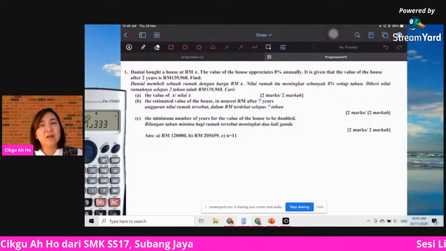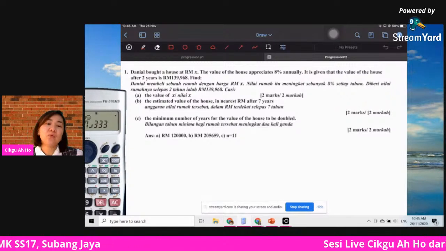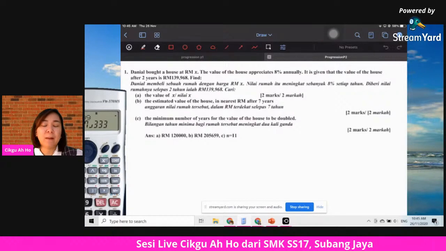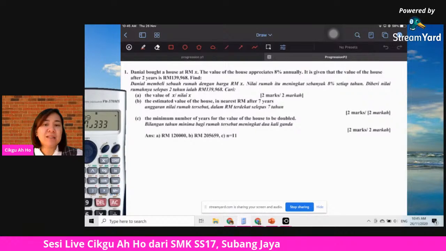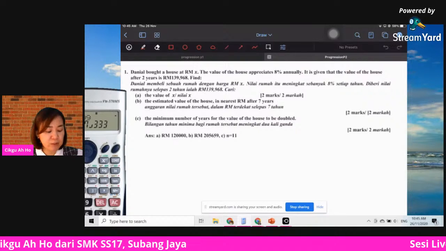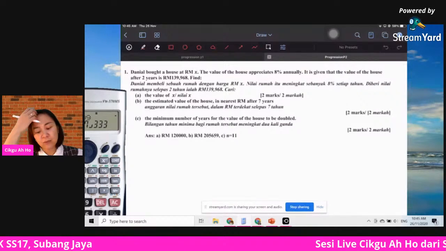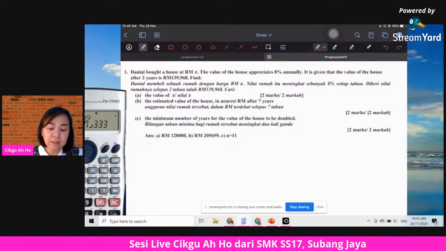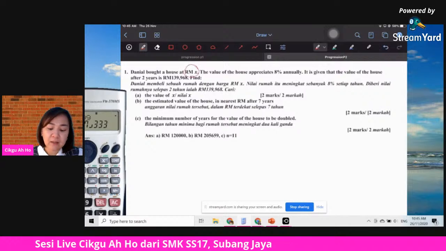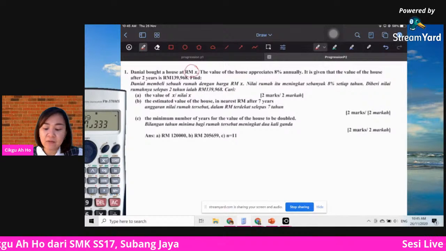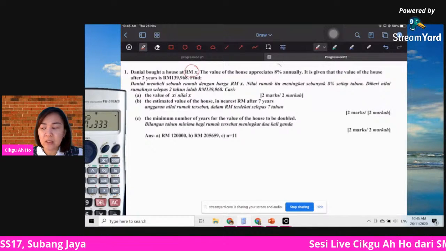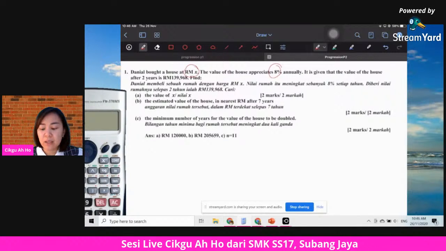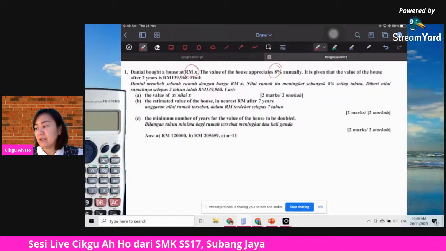Kalau ni kata duit dalam bank tu interest bertambah setiap tahun berapa peratus semua tu, soalan macam ni mesti GP. Okay, normally it's a GP. Okay, so ini adalah dia beli rumah juga, harga X. Okay, tak bagi tahu harga apa-apa. Didn't mention about the price. Okay, I'm X. The value of the house appreciate 8% annually. Maknanya juga meningkatlah 8% setiap tahun. Okay, so is given that, okay, is given that what?